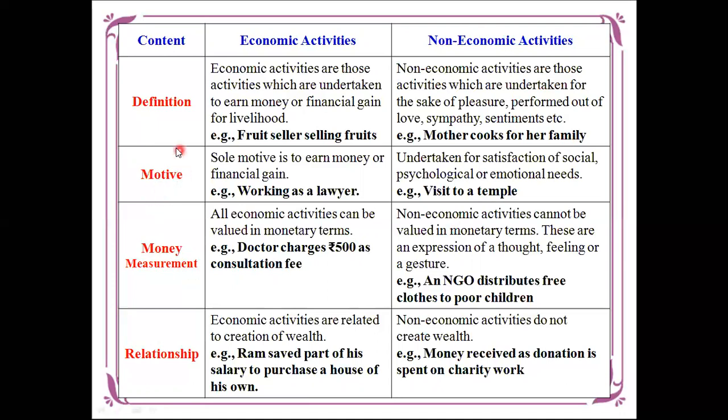Next, motive. What is the motive? The sole motive is to earn money or financial gain. This is purely based on earning profit. It does not think over satisfaction. We earn money, so there needs to be economical activity. Example, working as a lawyer. Why did they mention lawyer? Whether the person is right or wrong, the lawyer supports the person. So he says working as a lawyer.